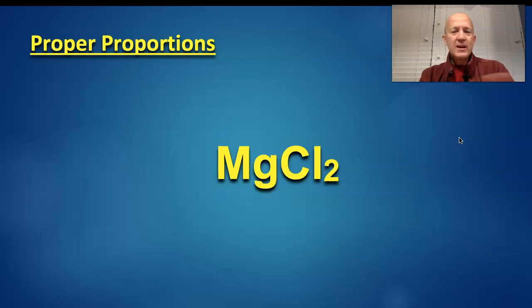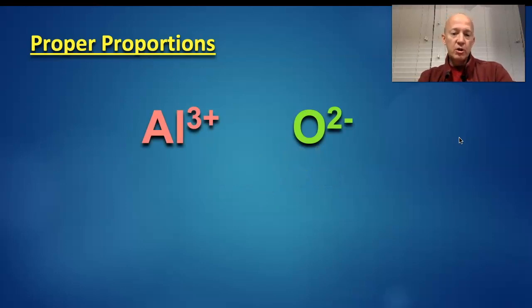You're probably asking, though, is there a simpler way of doing this? And there is. I like to call this method swapping and dropping, or just swap and drop. So here we go. Let's use the aluminum ion and the oxide ion as an example. Aluminum is a metal cation. It belongs in group 13 and has a +3 charge. You see that? +3. Oxide is a nonmetal anion. It belongs to group 16 and it has a -2 charge.